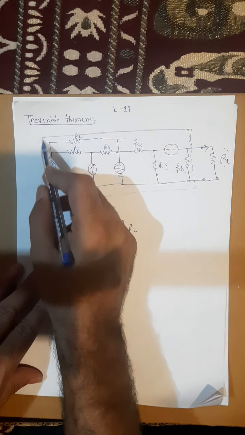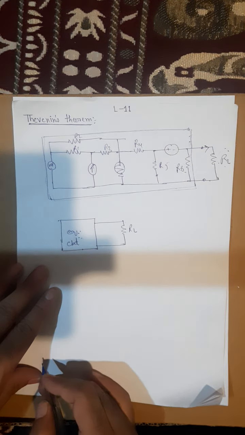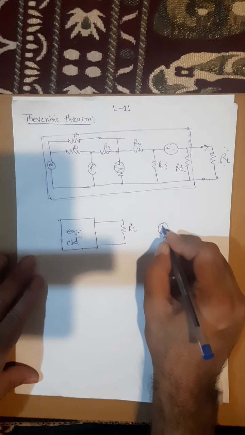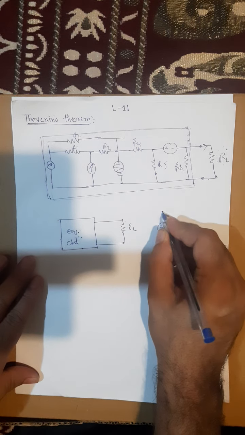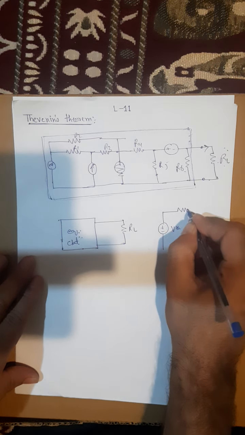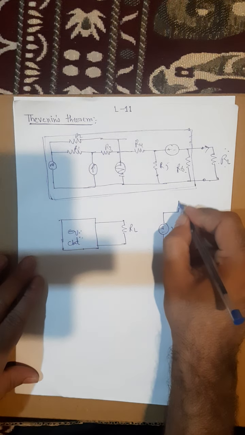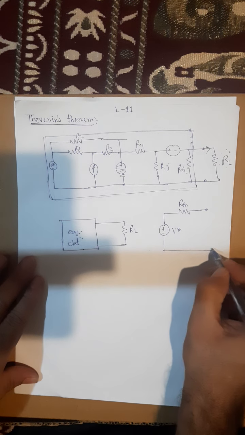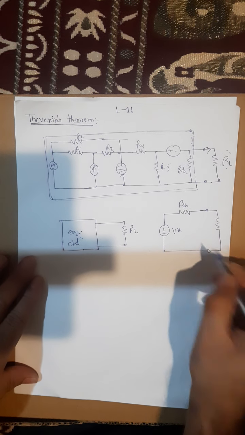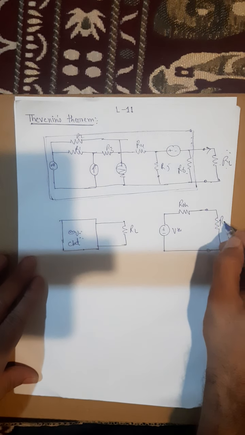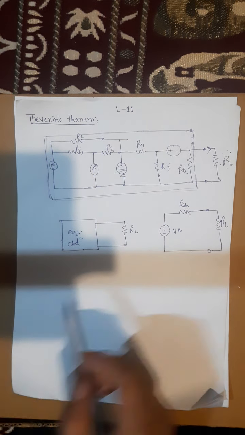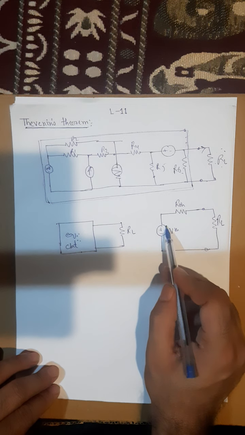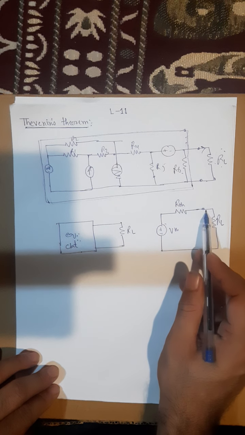I am saying this circuit, which is a fixed part, can be replaced by a voltage source in series with a resistor RTH. The voltage of the voltage source is VTH, and the resistance in series with this voltage source is RTH. This is my RL. So it states that any linear two terminal circuit can be replaced by an equivalent circuit consisting of a voltage source in series with a resistance RTH.